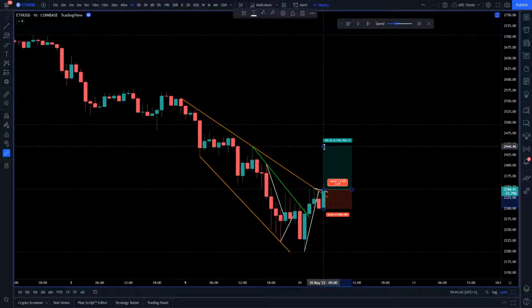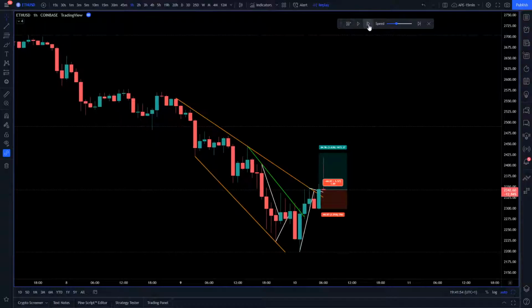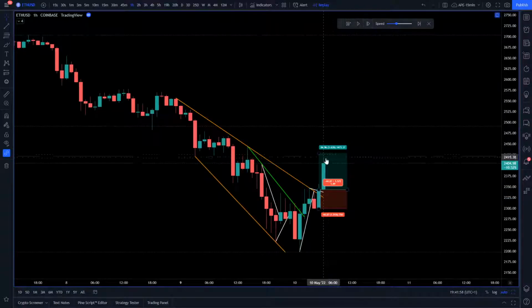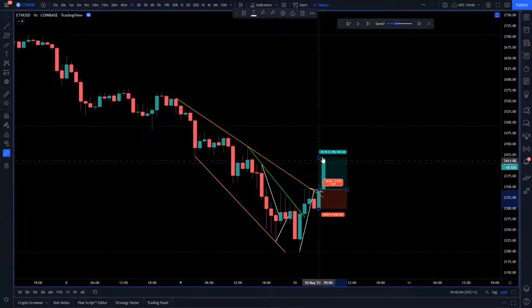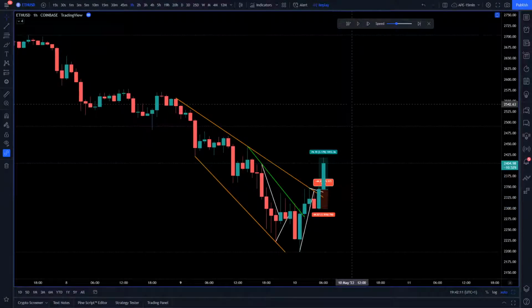So we can set the target around this area where there is a resistance, and let's see if we can generate some profit. And it went up. Yes, it went up. Is it at the resistance? It is about the resistance. So I can say that we should take some profit here. We can close our trade, close our long and take the profit.